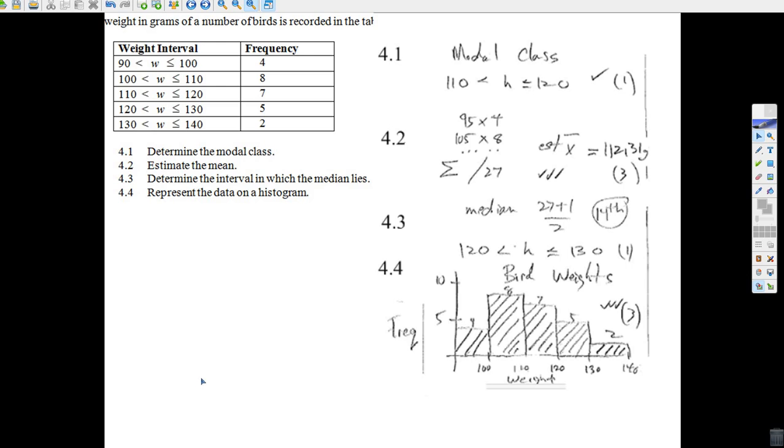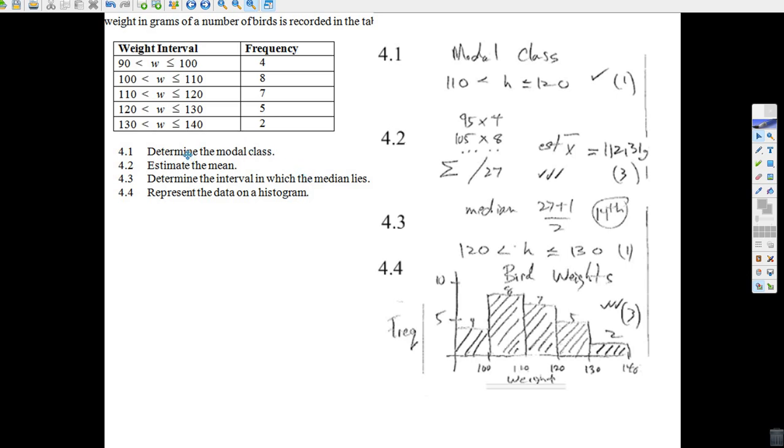Well, here's question 4 of this practice control test, and it's all about some birds and their weight in grams. And look, here are the intervals between 90 and 100 grams, between 100 and 110 grams, 110 and so on. This is how many birds fit in there. We don't know exactly how much they weigh, but we know that they fit in this interval. We know that 8 of them are in the 100 to 110 and so on. Okay, let's try the questions.